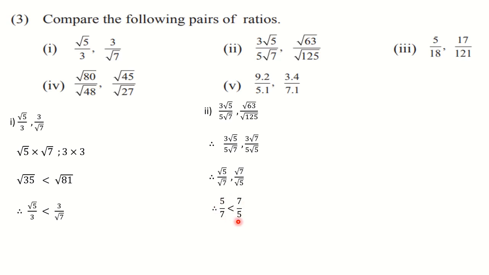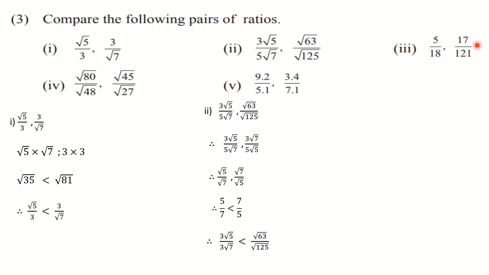When we square it, we will get 5 upon 7 and 7 upon 5. Now it is very easy to compare these fractions. If you cross multiply, 5 5s are 25 and 7 7s are 49, so the second ratio is greater. Orally, or simply by observing, you can say that 7 upon 5 is greater than 5 upon 7. Therefore the second ratio is greater, and we can write down that 3 root 5 upon 3 root 7 is less than root 63 upon root 125.